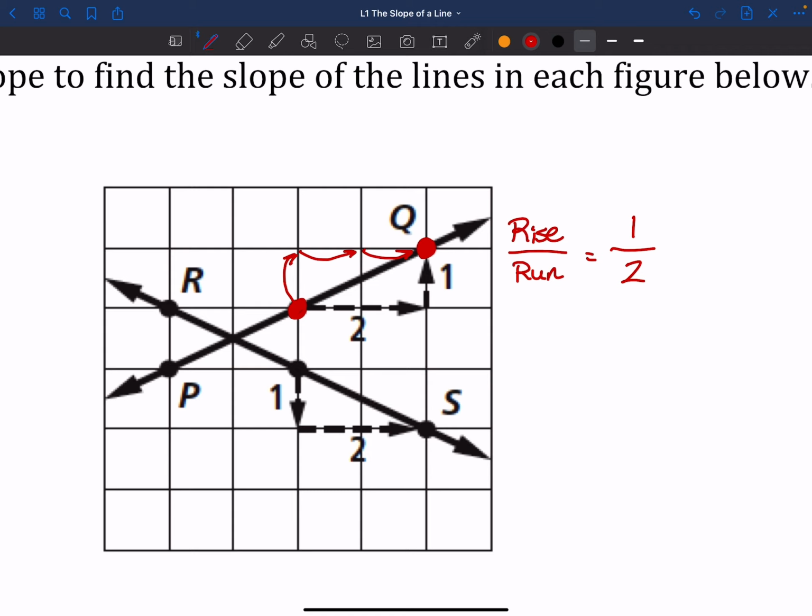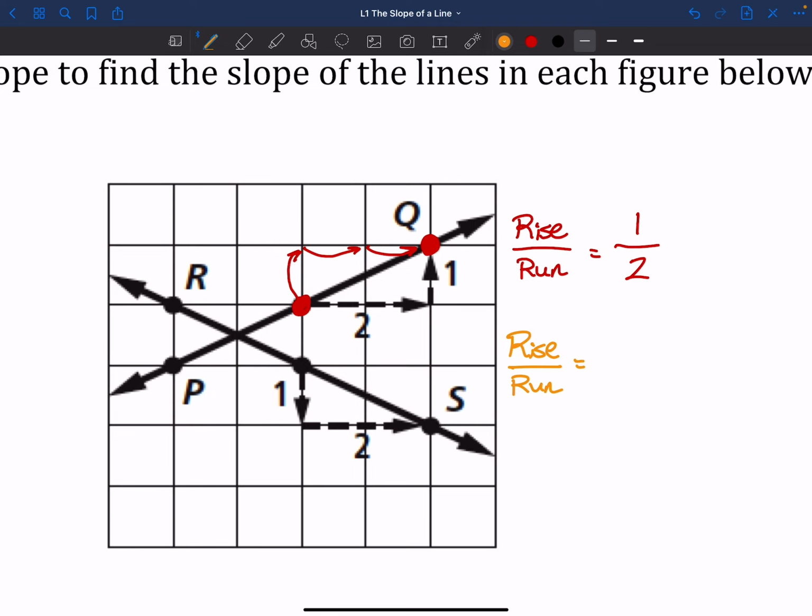Easy peasy, right? 1/2 is the slope for that line. All right. Try taking a second, figure out what the slope for RS is. All right, so hopefully you did that. And again, we're doing rise over run. This is one that, again, you could call fall over crawl because it's going downwards, but either way works.